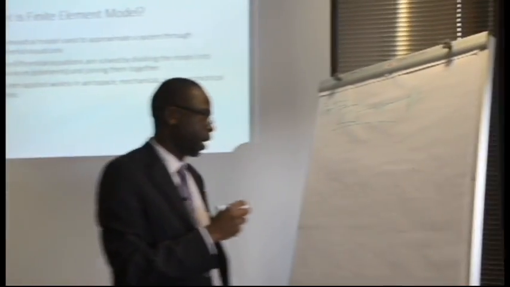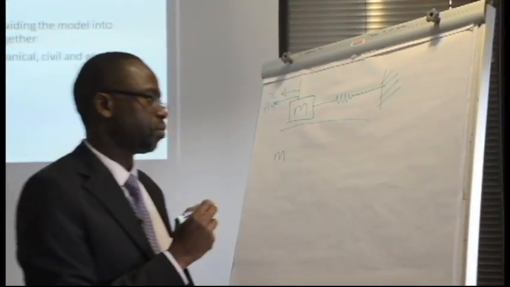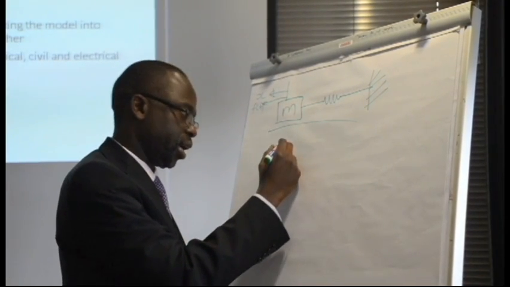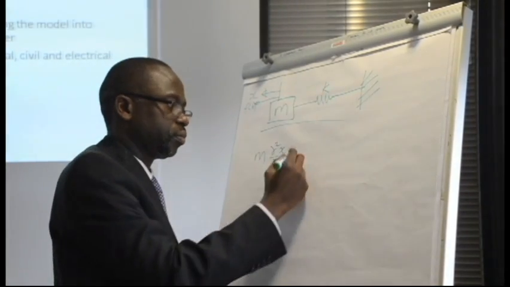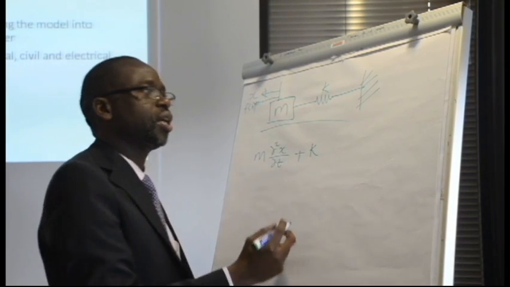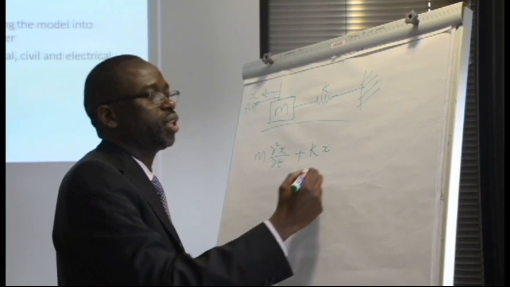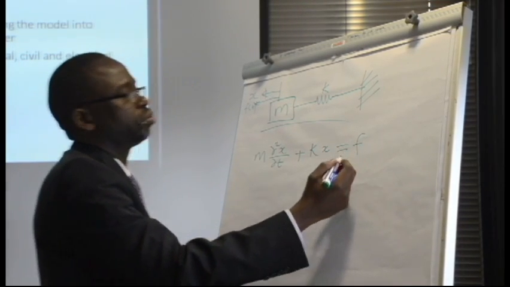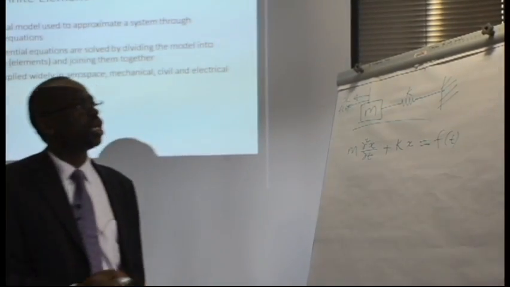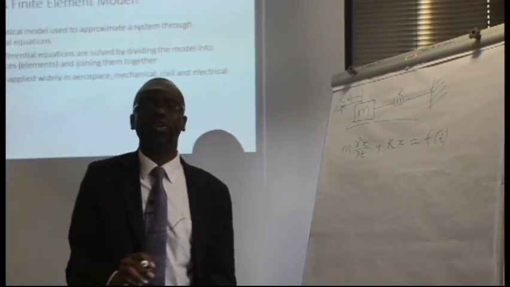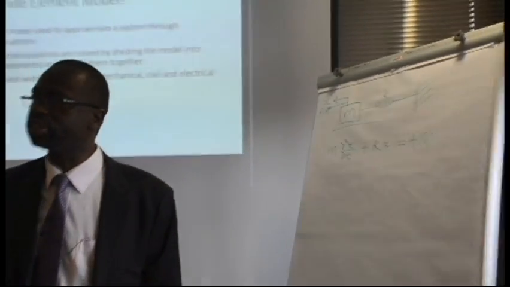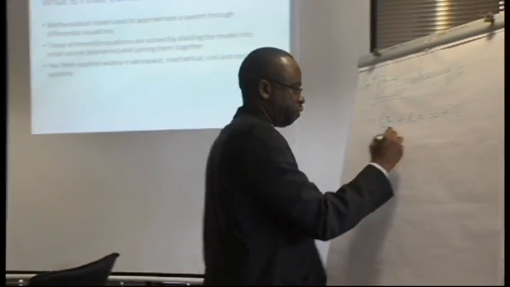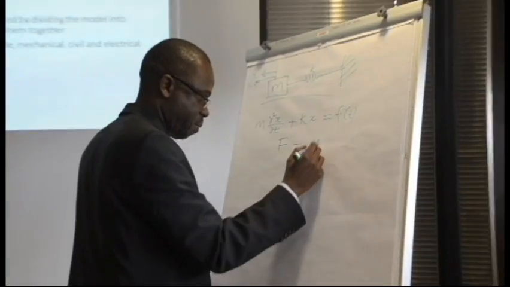The differential equation will be as follows: a mass multiplied by the acceleration of the mass plus the stiffness multiplied by the distance traveled is equal to the force as a function of time. So this is a differential equation describing this system. It's a second order differential equation, and it is actually from Newton's second law of motion. F equals ma.